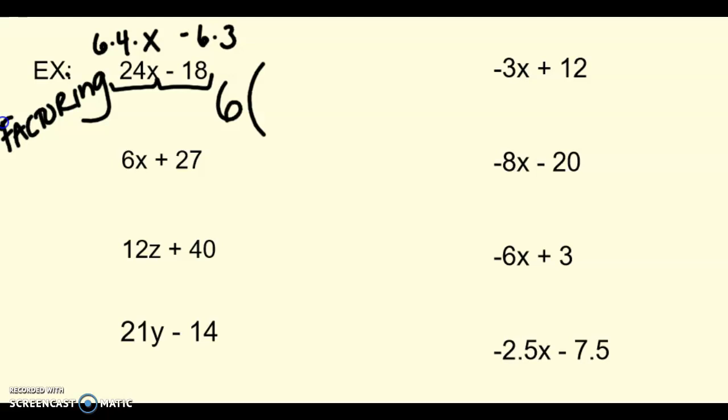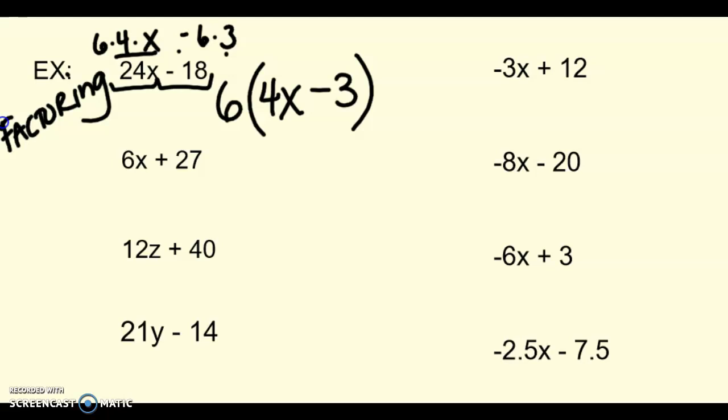I can't change colors here with my pen, sorry. Since I have 4x left in the first term, and then the negative and the 3 left for the second term, I factored it and I got 6 times parentheses 4x minus 3.